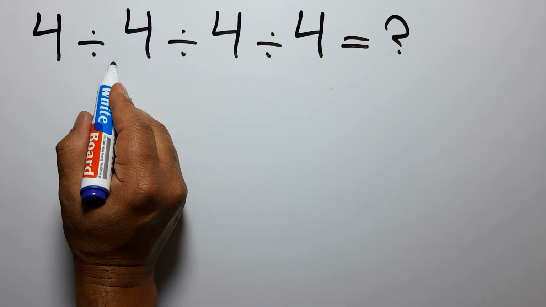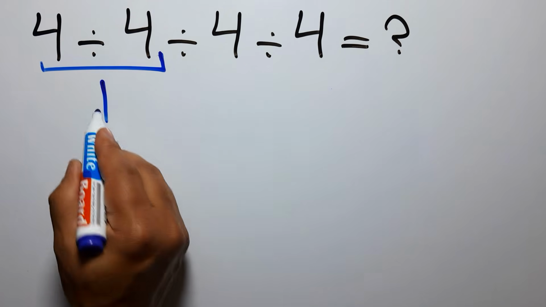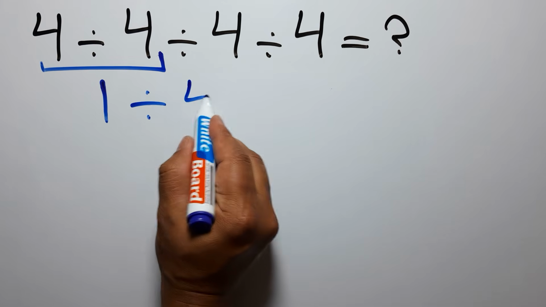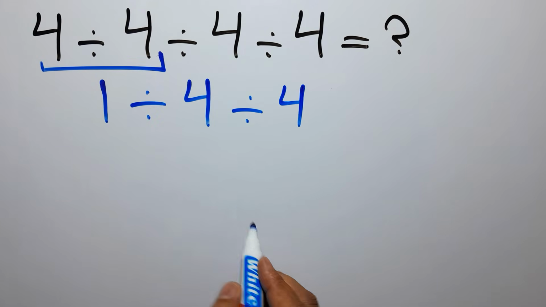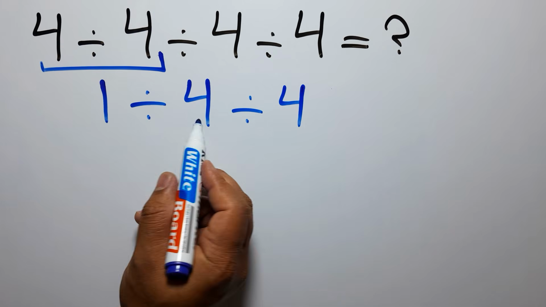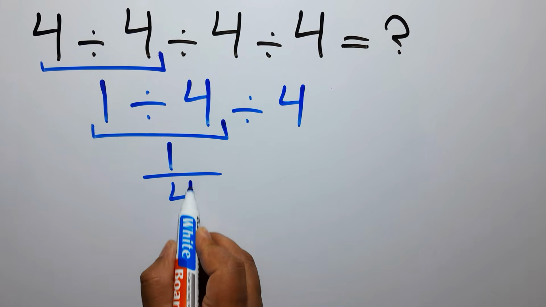So first we have to do this division. 4 divided by 4 is just 1. So we have 1 divided by 4 and again divided by 4. Now we have to do this division. 1 divided by 4 can be written as 1 over 4.